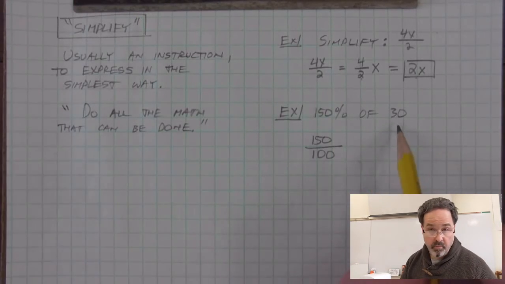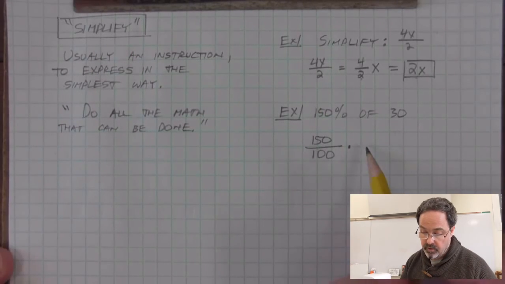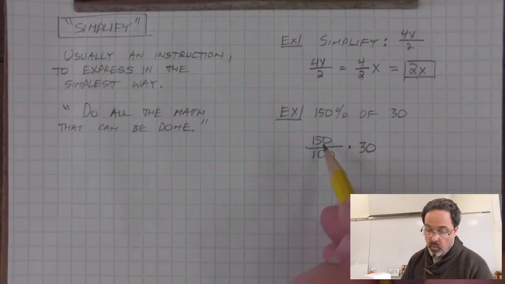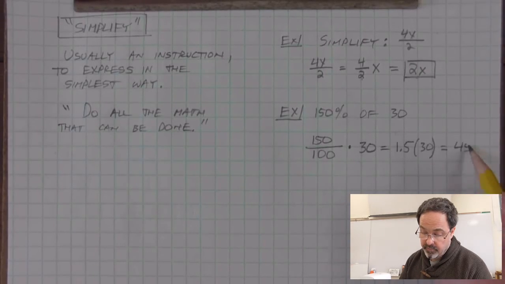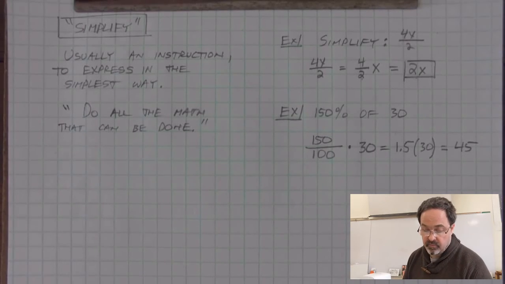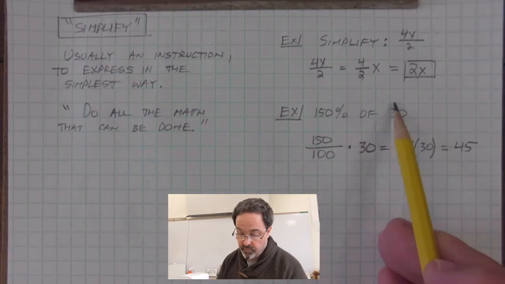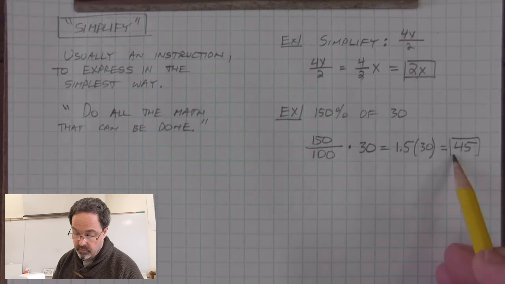150% of 30, we're going to multiply the 150% and the 30. So I'm going to change the language into the operation multiplying and the 30. 150 divided by 100 is 1.5. And if we're multiplying by 30, then we can finish and the product is 45. In this case, we did all the math that we could. The percentage we got to show as a decimal, a little bit simpler, and then we multiplied to get a final answer.